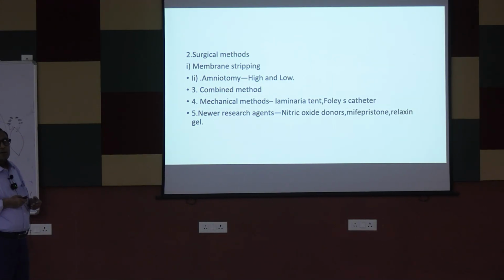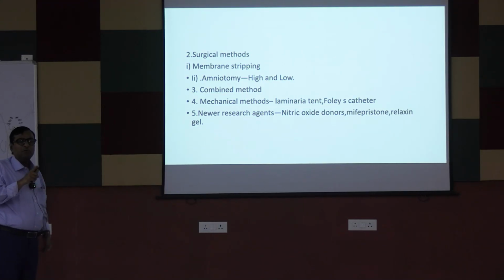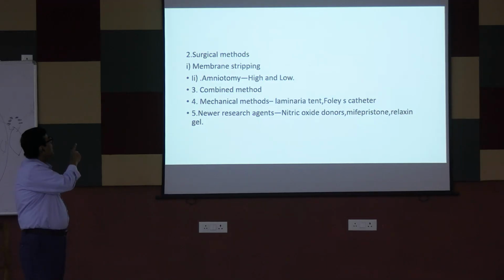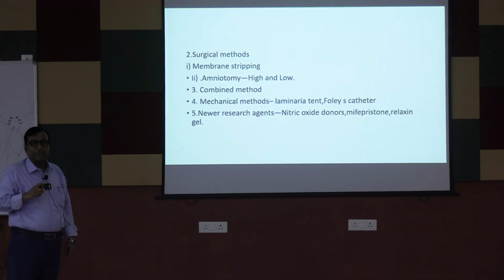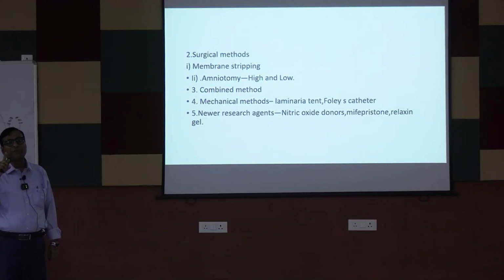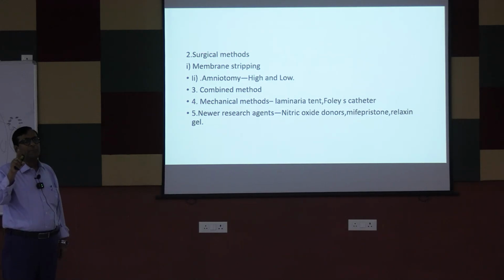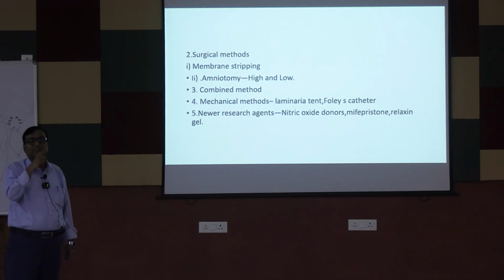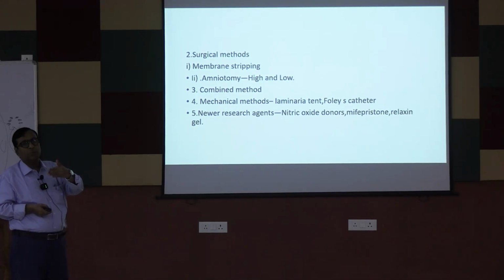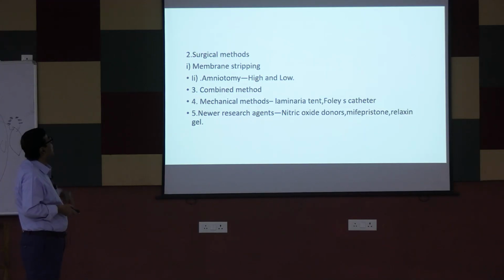So among the medical methods we have prostaglandins, gels, tablets, and the surgical method is membrane stripping. We strip the membrane: we introduce one finger in the cervix and rotate the finger inside the cervix circularly 360 degrees. Membrane is stripped off from the lower segment, prostaglandins are produced locally, and onset of labor starts. So membrane stripping is number 1.